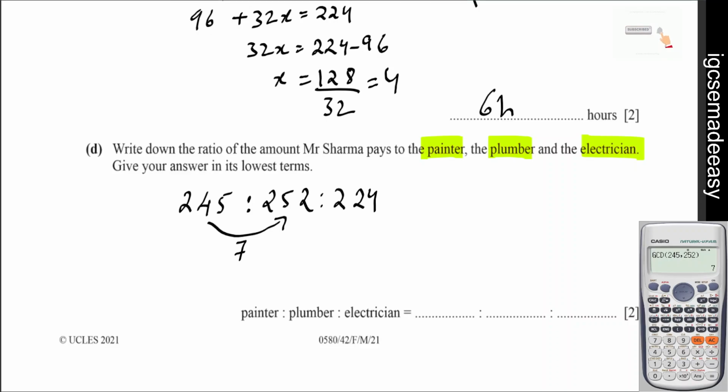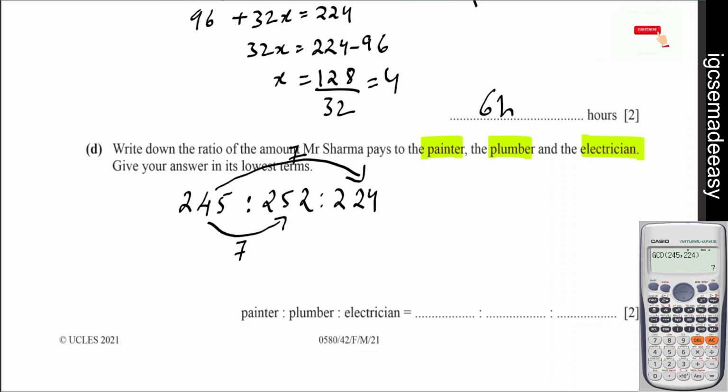Also you can check the same GCD for 245 and 224. Here also the GCD is 7. GCD means greatest common divisor, which is related to the highest common factor. So the GCD for all of them is actually 7.